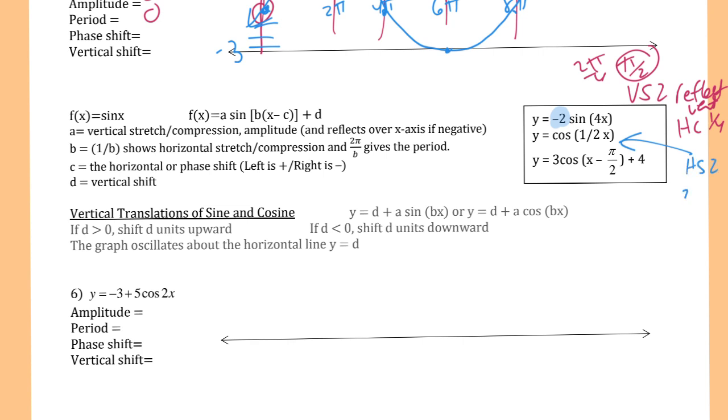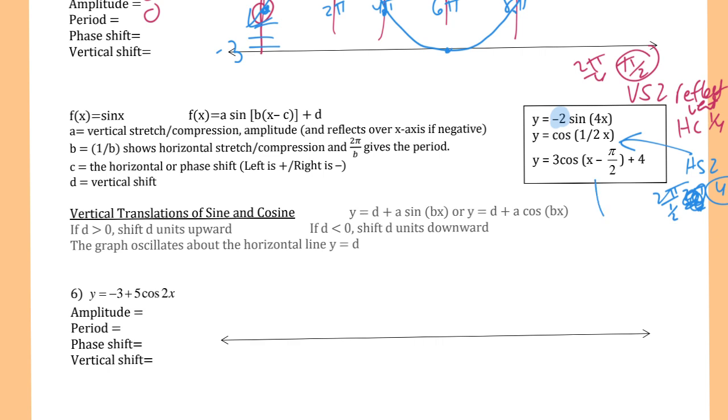So if you do 2 pi over a half, 2 pi over a half is going to be 4 pi. So instead of taking 2 pi to get the graph done, it's going to take 4 pi, twice as long.